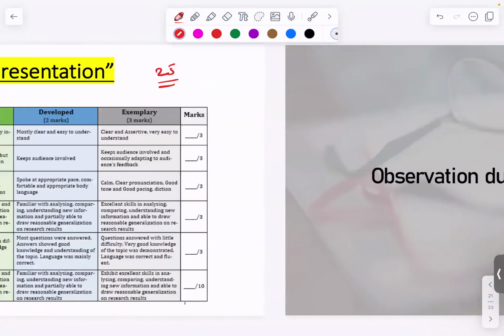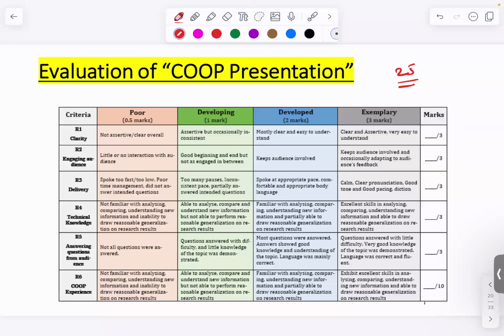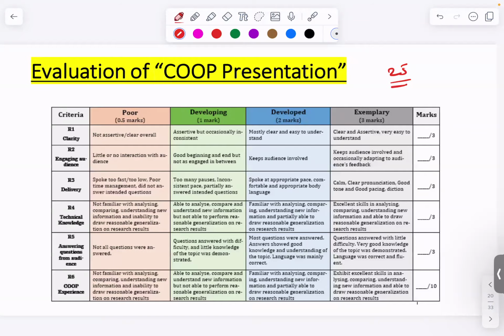So do you have any question about these forms and the given hints here? Okay.